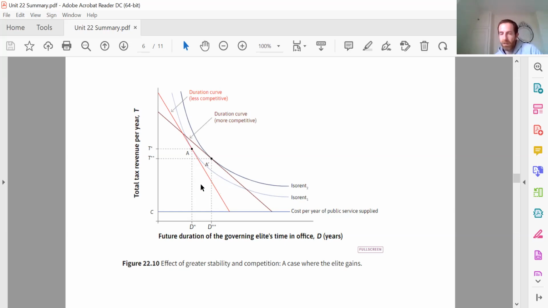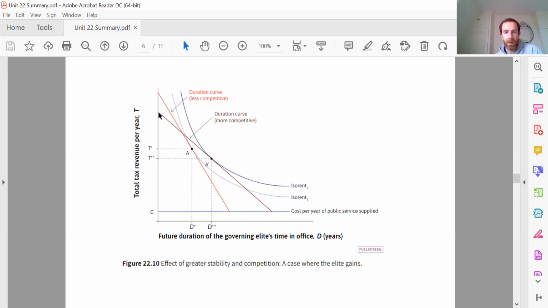And so that is how we could get this quite interesting new duration curve where it's gotten shallower, right? So we can see that it is shallower than this other one. But if we follow it along, we see that now the maximum duration that a government could stay in power for is actually longer, right?